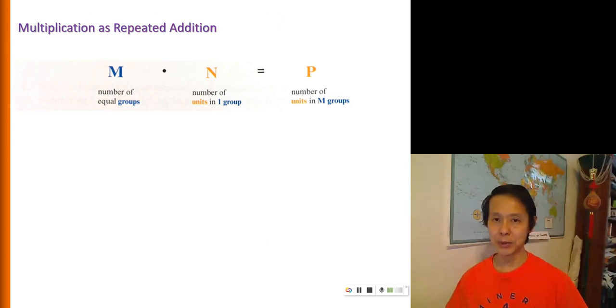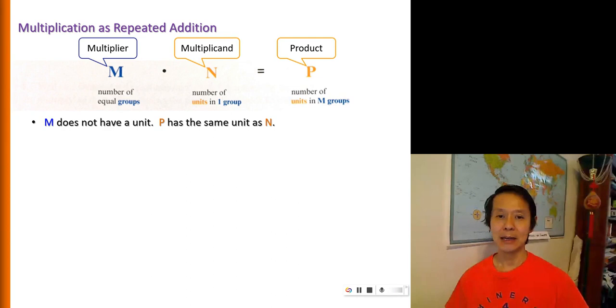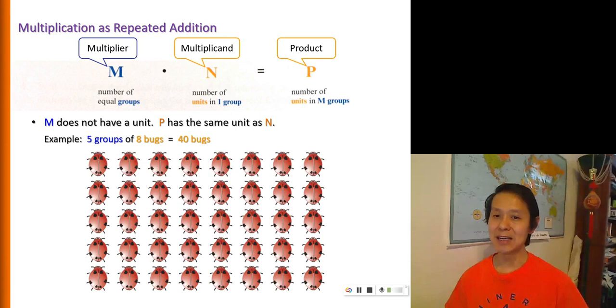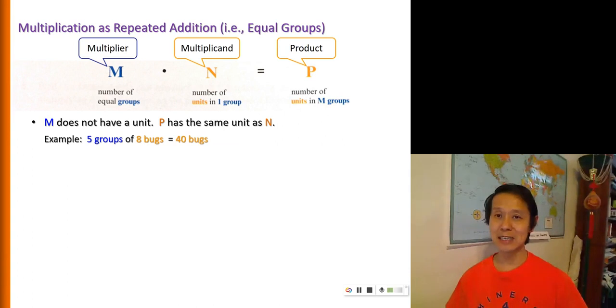Now let's review. M is called the multiplier, N is called the multiplicand, and P is called the product. Now, M refers to the number of groups. It doesn't have a unit, but P usually has a unit, right? In this case, we have 8 bucks in each group. So the number of bucks is considered the unit. And we can see 5 groups of 8 bucks equals 40 bucks. So this is to understand multiplication as repeated addition or equal groups.